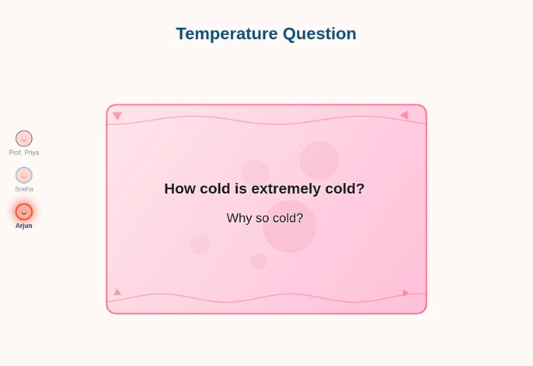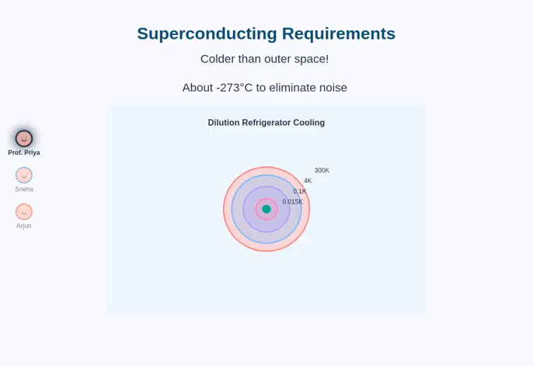Professor, when you say extremely cold, just how cold are we talking about? And why does it need to be so cold? Great question, Arjun. We're talking about temperatures around 15 millikelvin. That's colder than outer space. This extreme cooling eliminates thermal noise that would destroy the delicate quantum states.